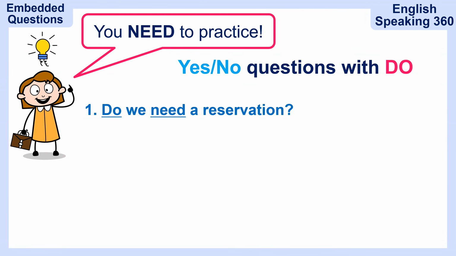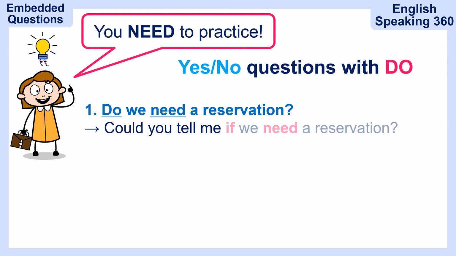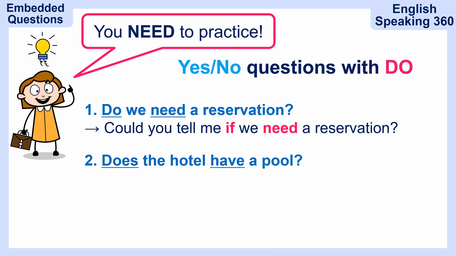Here's a question for you. Do we need a reservation? Now try to make an embedded question with could you tell me? Could you tell me if we need a reservation? We need to remove the auxiliary do, but because it's do, there is nothing to change on the verb, so the verb remains the same, need. Does the hotel have a pool?